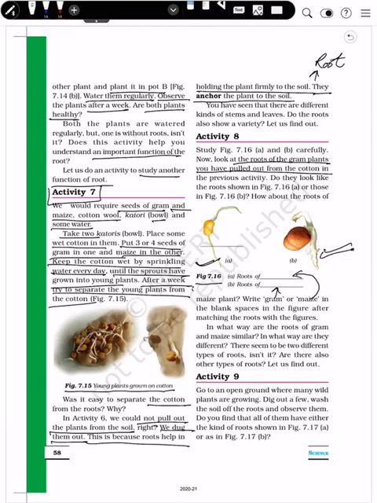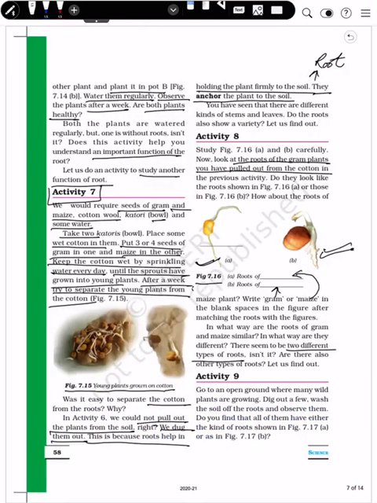So in this way, the roots of gram and maize are not similar. They are different from each other. So we have studied about two different types of roots. Different plants have different types of roots.